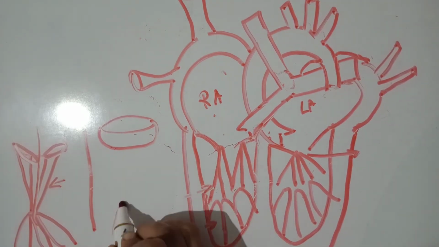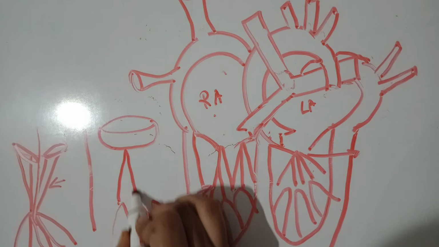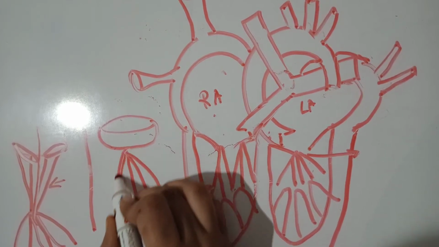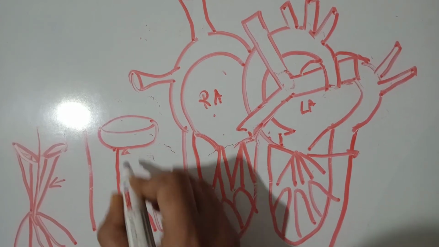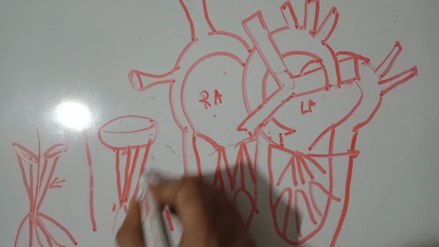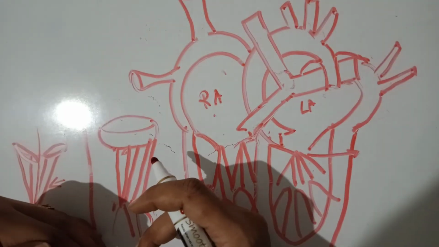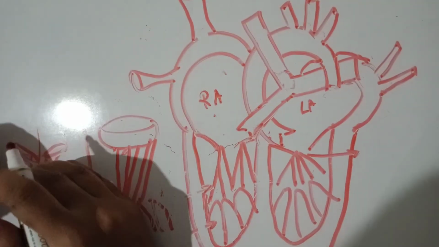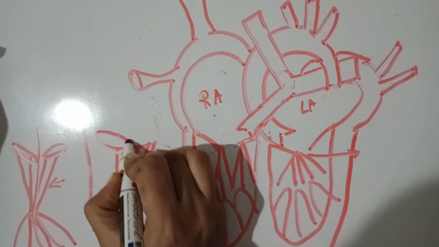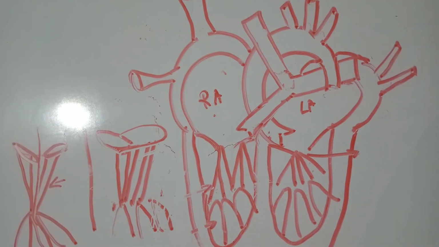At this time the papillary muscles contract. When they contract, they pull the chordae tendinae. The papillary muscles pull this chordae tendinae downward, and the flaps that were open will move upward, and here they will be closed. This is the way they control opening and closing.